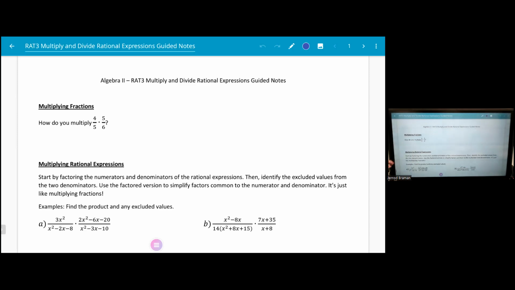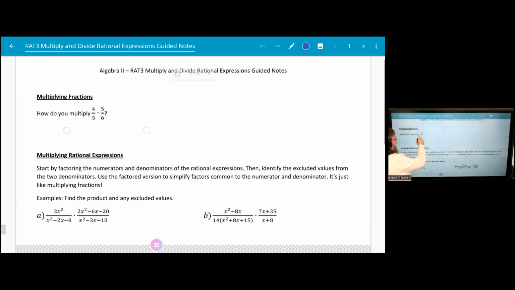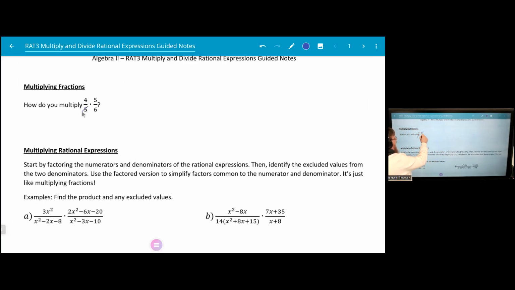How do you multiply 4/5 times 5/6? Now, conventionally, you would say, okay, 5 divided by 5 is 1. I'd simplify 4 divided by 6 is 2/3, right? Multiply across to get 2/3.